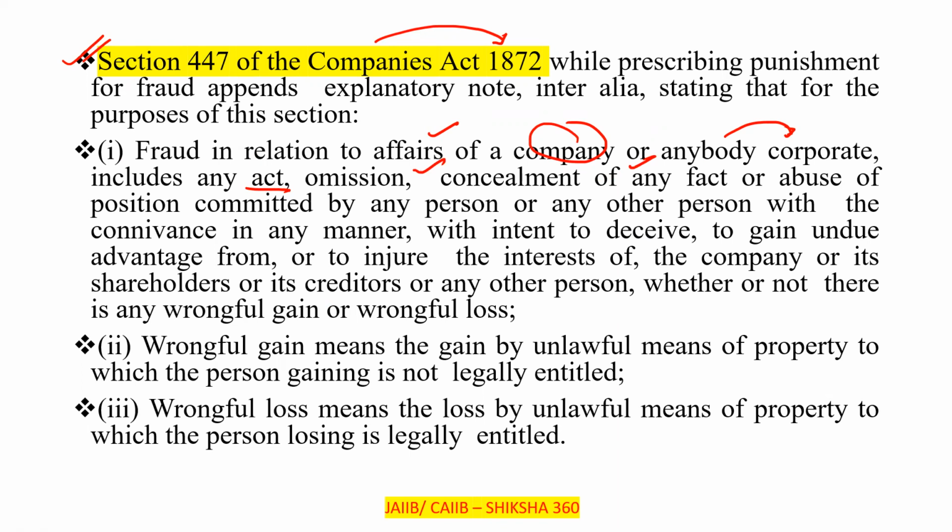Abuse of position committed by any person or any other person, with the connivance in any manner, with intent to deceive. With intent to deceive, that is their intention to gain undue advantage. That is basically why we commit fraud, to gain an advantage, or to injure the interest of the company or its shareholders or its creditors or any other person, whether or not there is any wrongful gain or wrongful loss.